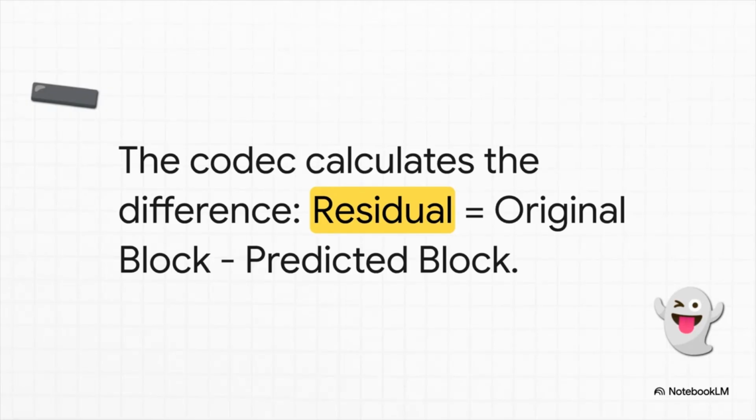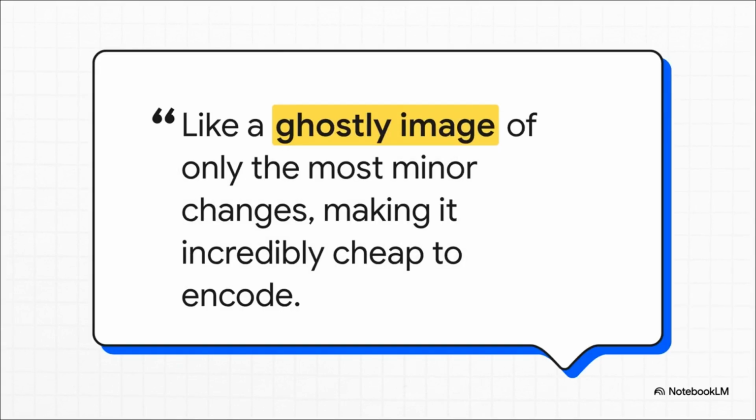Well, this is all about fixing that imperfect copy. So here's the other part of the trick. The codec does a quick bit of math. It looks at the original block it was trying to send, and it subtracts the block it copied from the past. And that tiny little error, the leftover stuff, has a name. It's called the residual. And here's the beautiful part. Because the guess from the past frame is usually so good, the residual is almost empty. It's like a ghostly image that only shows the tiniest, most minor changes. Maybe the light shifted a little bit. It's so boring and has so little information that sending it across the internet costs almost nothing.